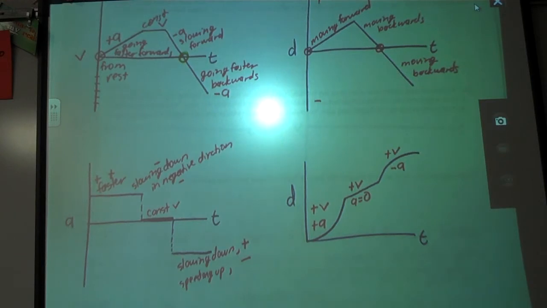As it turns out, that explanation took a little longer than I thought. So translating from one graph to another, so from a velocity to a distance or vice versa, is going to have to wait until next video.